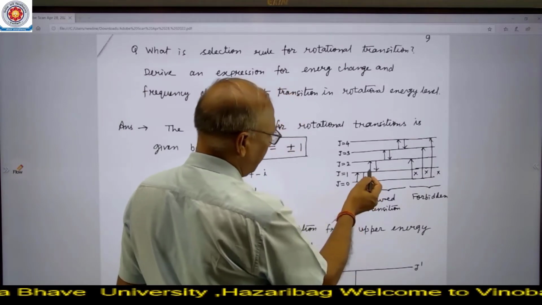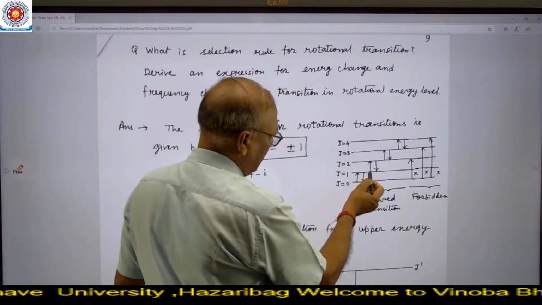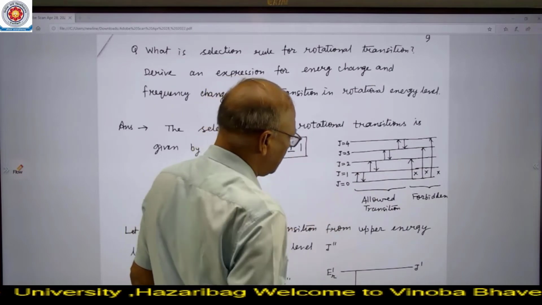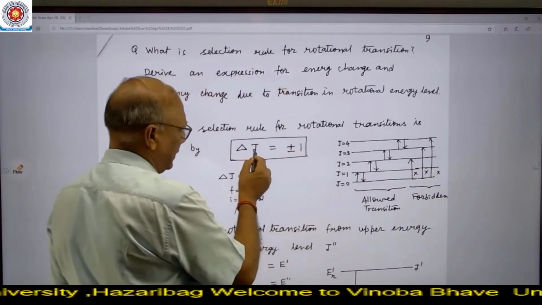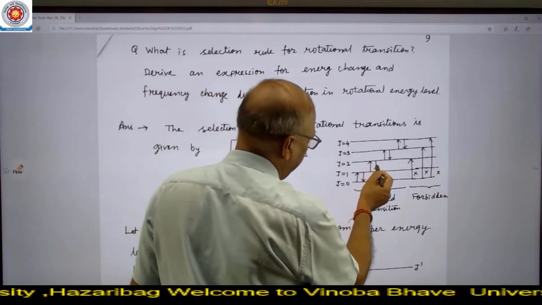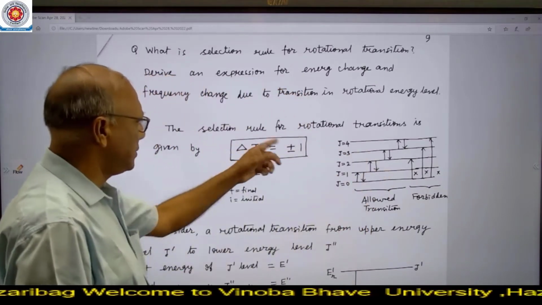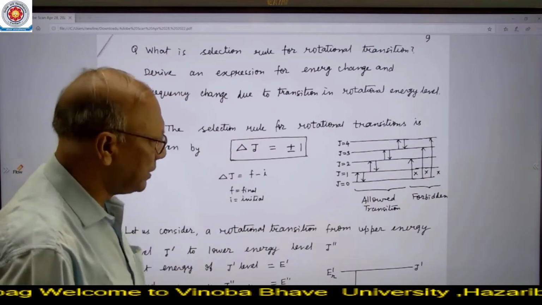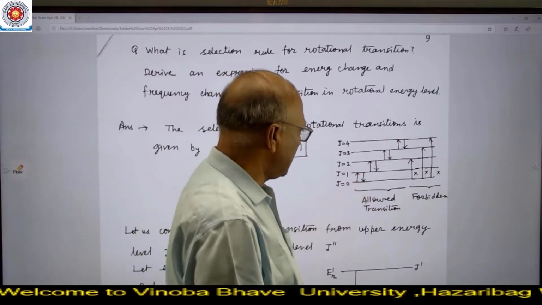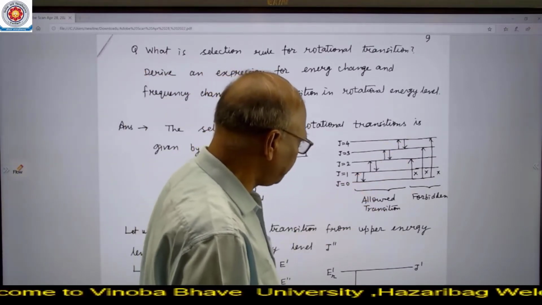Similarly, here also this transition is J equal to 1 to J equal to 2, that is delta J equal to plus 1, and again here J equal to 2 to J equal to 1, that is delta J equal to minus 1. Similarly, all these transitions are in the same way.